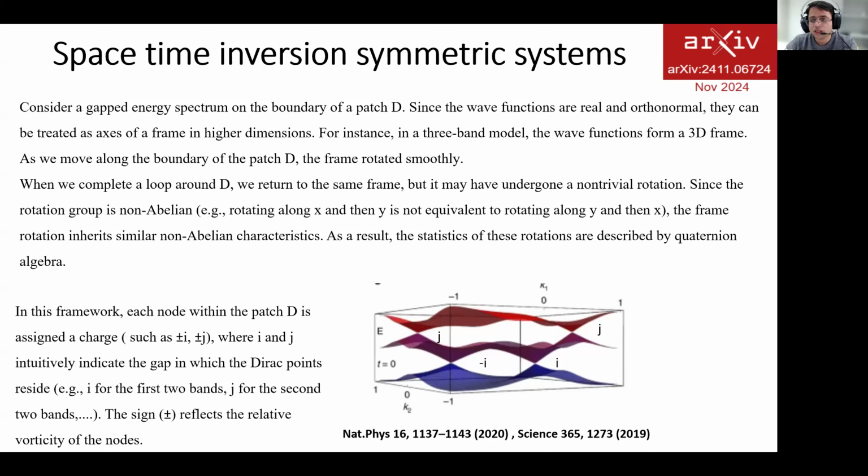As we know, rotation is not commuting, in the sense that rotating along x and then y is different from rotating along y and then x. Therefore, such charges get a non-abelian characteristic. In this framework, we can assign some number to each node, for example, j for the second band nodes and i for the first two band nodes, and then the relative charge also indicates their vorticity intuitively, and such ij actually indicates Dirac nodes in different bands.